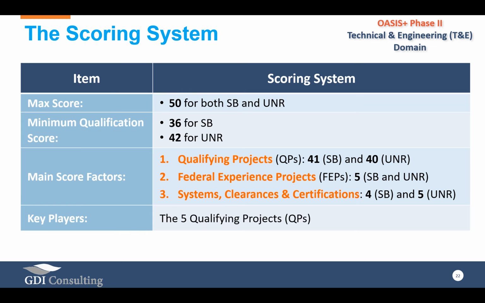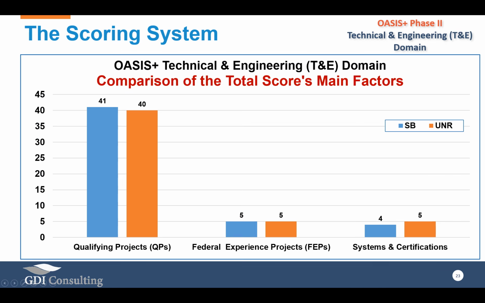So from these numbers, you can see that those 5 QPs, 5 qualifying projects, are the king. They are the key players. And if you look at it graphically, again, you can see the importance of qualifying projects compared with the other 2 in terms of the score you can get. Now, from here on, I'm going to go into the detail of each of these 3 score factors. Each of them has its own sub-factors that will constitute your overall score. So let's start with the QPs.